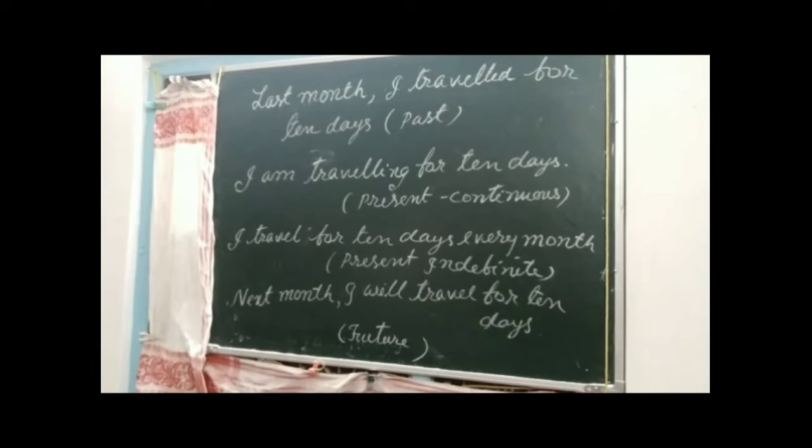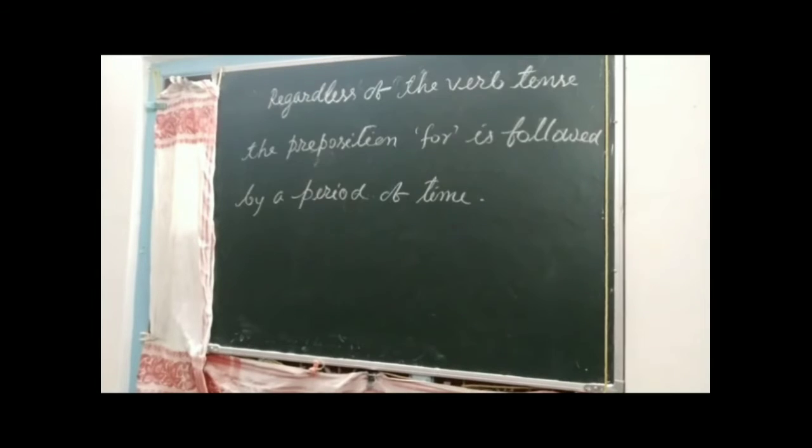So what happens? We can use the preposition for with time in all tenses of verb. It can be used with past tense, it can be used with present tense, and also with future tense. Remember, after for you will get a period of time which may be exact or vague. Regardless of the verb tense, the preposition for is followed by a period of time.